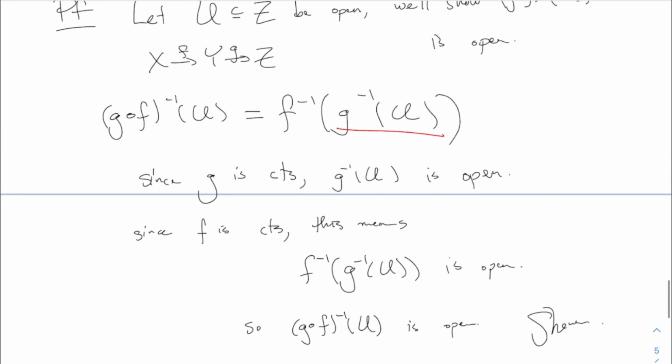The very short version is, you start with a set in Z and you want to pull it all the way back and make sure it's still open. Well, you pull it back one at a time and it stays open each time because the F and the G are both continuous. So that's why it's open in the end. All right. So the composition of two continuous functions is a continuous function. Great. And I got one more.